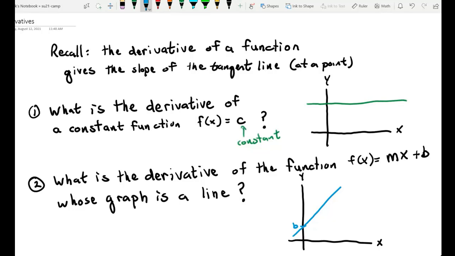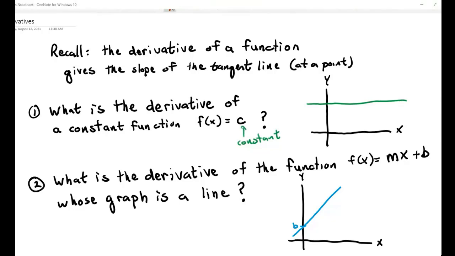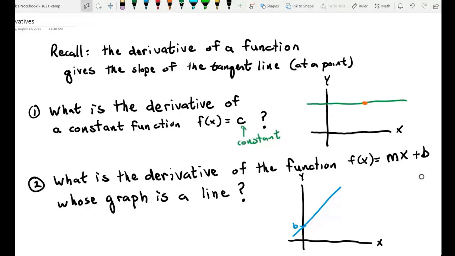Zero. Okay, that is correct, right? If we take any point on the graph of this constant function, and you're asked to draw a tangent line, you'll just be drawing over that line. And it's a horizontal line, so the slope of that tangent line is zero. So we say that if the function is constant, its derivative is simply zero. Okay. So the derivative of any constant is just zero.